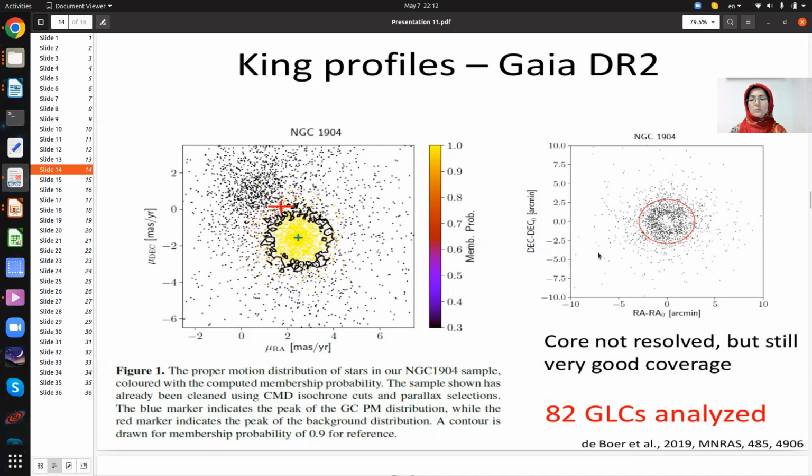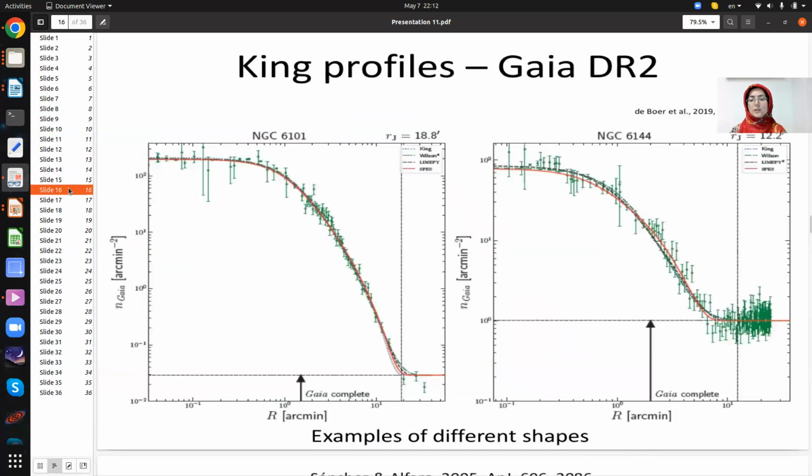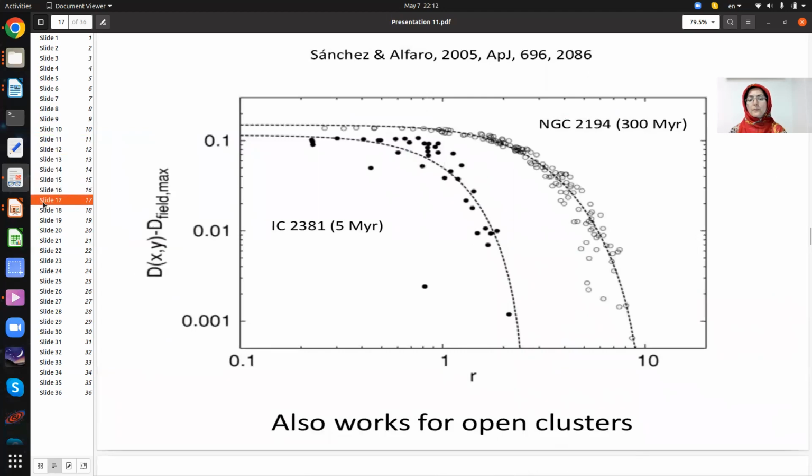You see that the core is not resolved, but still there is very good convergence. 82 globular clusters analyzed. You see here for the King profile, Gaia will never give any results for the cores. Additional observations are needed for Gaia. For the literature, you see they are red squares, the final samples are green, and Gaia is a triangle. Examples of different shapes, as you see, for two NGCs. Also, it works for open clusters, you see.